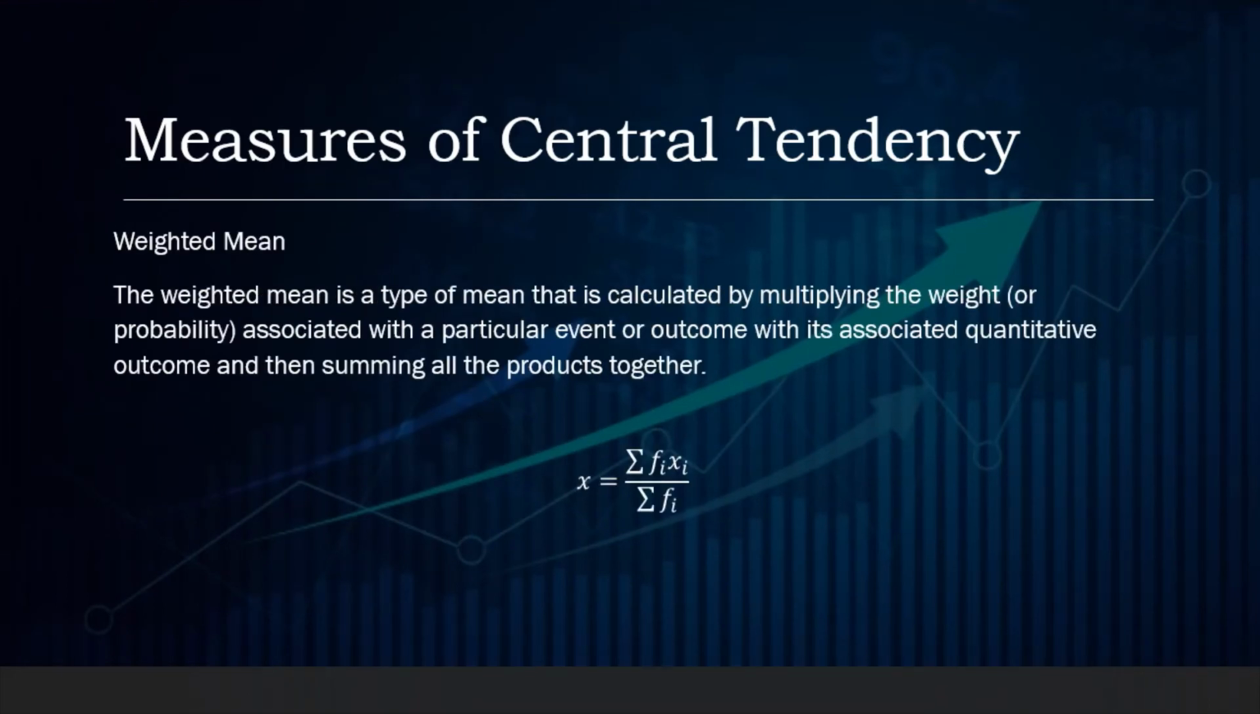Weighted mean. The weighted mean is a type of mean that is calculated by multiplying the weight associated with a particular event or outcome with its associated quantitative outcome and then summing all the products together. X equals summation of f sub i times x sub i divided by summation of f sub i.